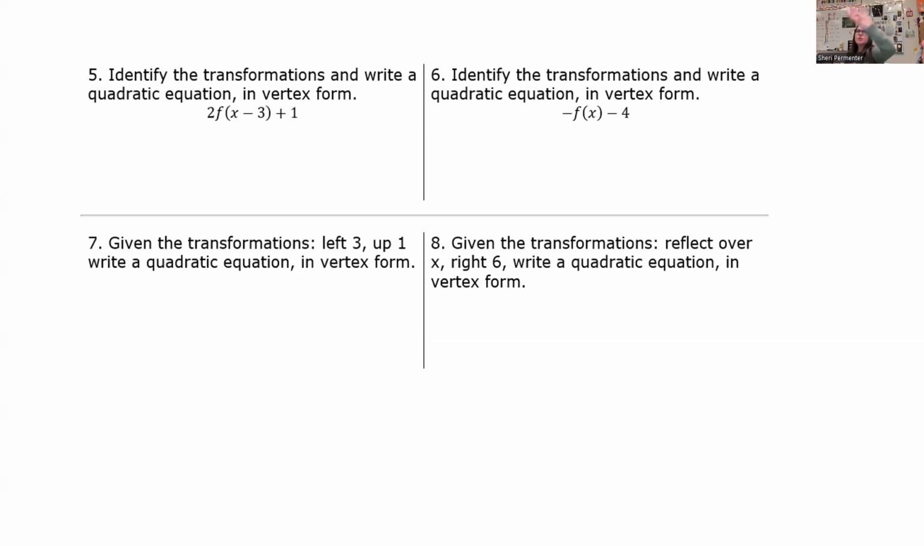So all that number 5 and 6 are doing is asking you to describe what those transformations would do. So anything that's in front of parentheses, that's going to stretch or reflect you. So that 2, it means stretch by 2. That's all you write down. Stretch by 2.